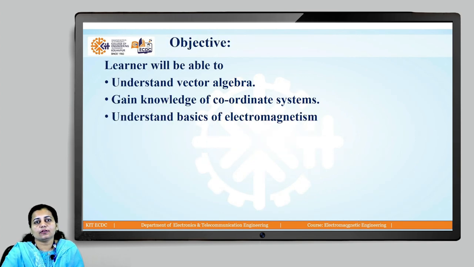So, what are the objectives of this lesson? After completion of this lesson, the learner will be able to understand vector algebra, gain knowledge of coordinate systems and understand the basics of electromagnetism.